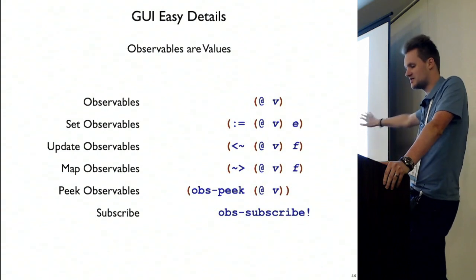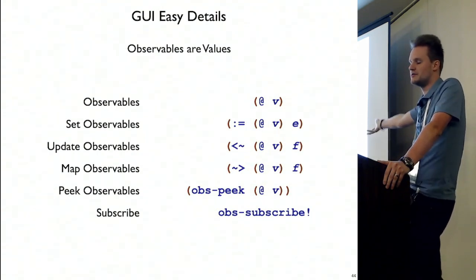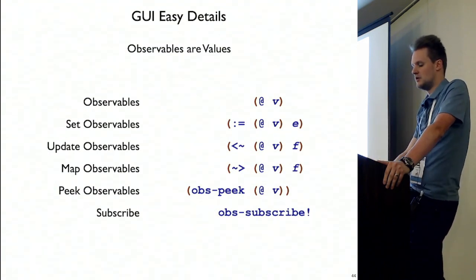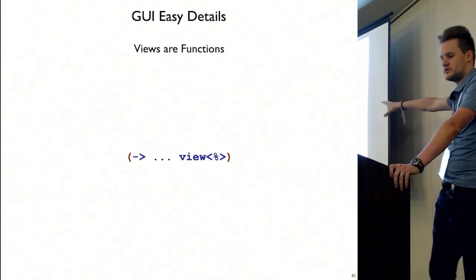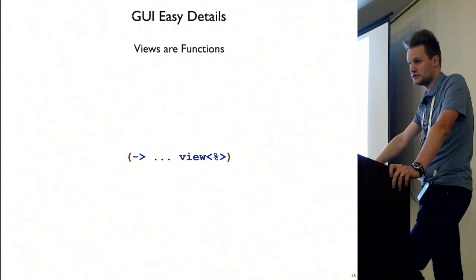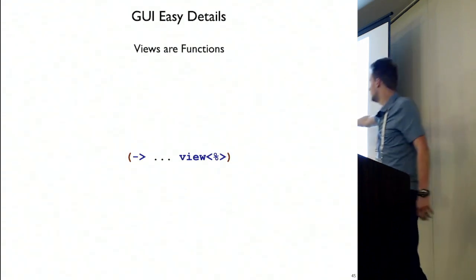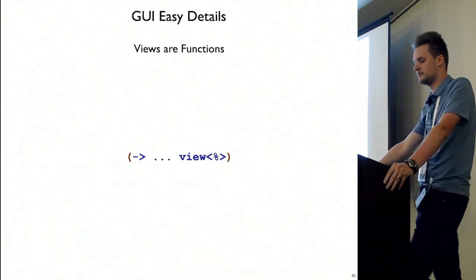And then at the slightly lower level, we can extract v out of the observable, and we can subscribe to events on that observable when that's useful. Views, however, take care of most of the subscription details for us. Views are functions, and in Racket syntax, this means that they return an instance of the view interface, but we'll talk about that a little later.